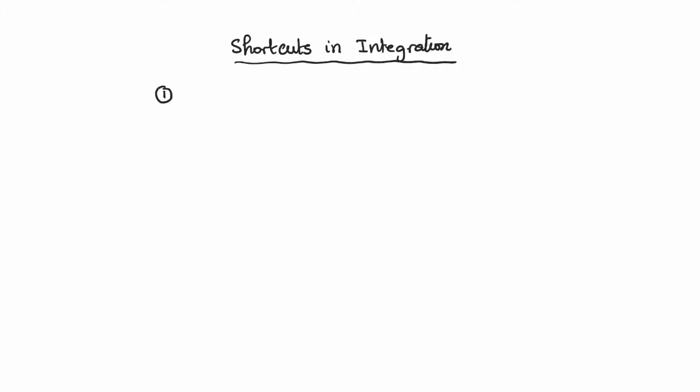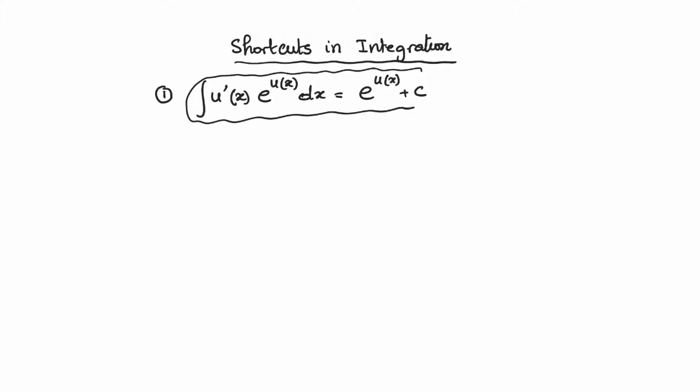The first one is, if you want to evaluate an expression where there is a derivative of function u, so u dash of x, times e to the power of the function u of x, dx, then it's just e to the u of x plus a constant c. So, first important shortcut that you can use. So let's have a look at a couple of examples.